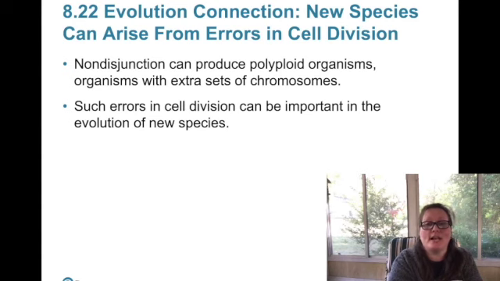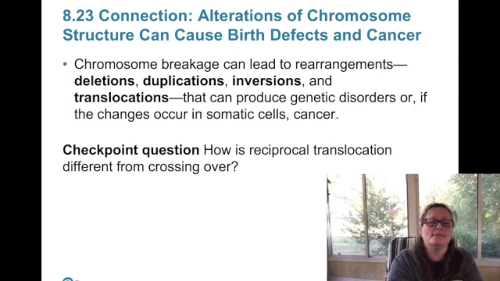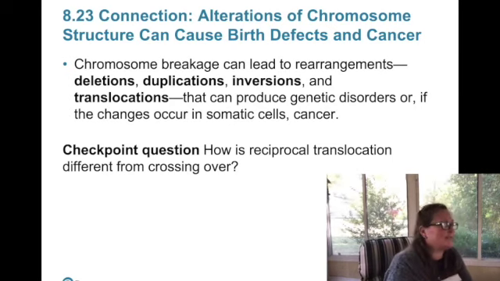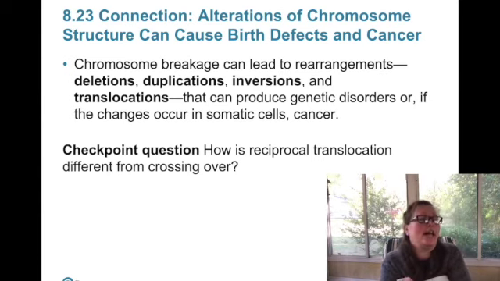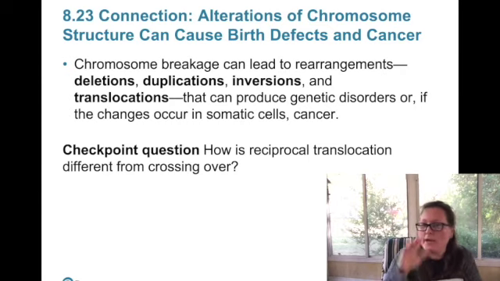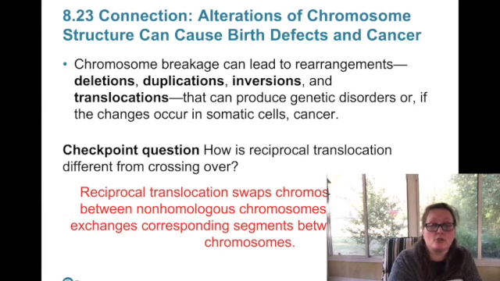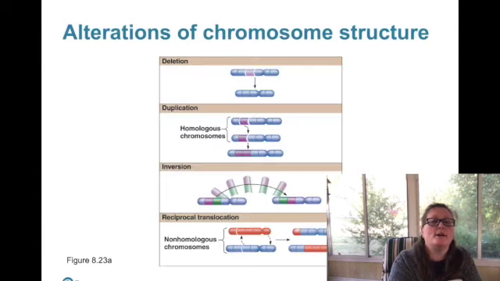Talking about the non-disjunction, how it can cause different errors, different issues. We have things in the replication that can cause different mutations. We have deletions, duplications, inversions, and translocations. Each of these can produce a different disorder. We will go a little more into each of these next week. This PowerPoint kind of highlights them, but I like to cover a tiny bit more, so I'm prepping that for you now. This is asking what's the difference between translocation and crossing over. Translocation is swapping certain segments between non-homologous chromosomes, but crossing over is homologous.